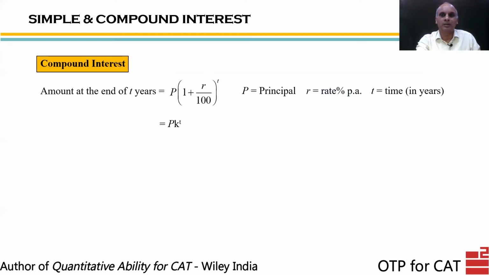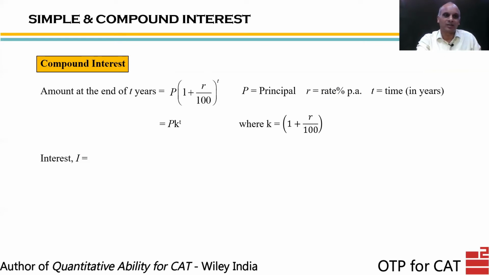Here, I have also introduced one more variable, that is k. And I'll assume in the subsequent part of the video that 1 plus r by 100 will be taken as k. So the formula becomes amount is equal to P into k to the power t.